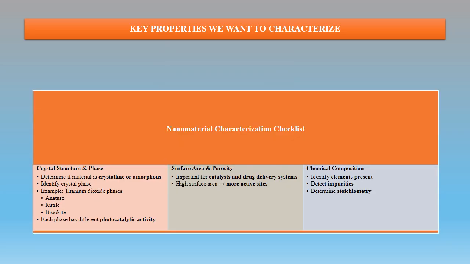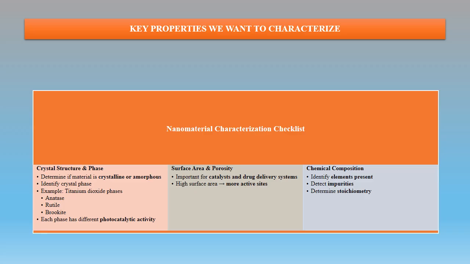Third is crystal structure and phase. We need to know if the material is crystalline or amorphous. If crystalline, what is the phase? For example, titanium dioxide exists in multiple phases, anatase, rutile, or brookite, each with different photocatalytic activities.